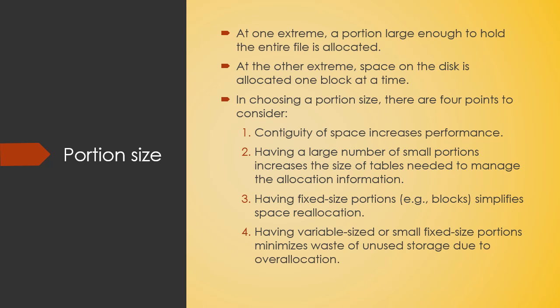Having variable sized or small fixed sized portions minimizes waste of unused storage due to over allocation. If we allocate variable sized portions to files, we can allocate only as much as the file needs, and there will be no wastage of space inside the portion or internal fragmentation. If we allocate small fixed size portions to file, we can allocate only as many blocks as the file needs, and there will be wastage of space only inside the last portion.